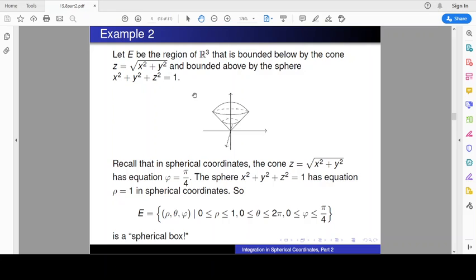Let's see, we might stop and think about what this is analogous to from, say, polar coordinates. I think one example of a polar box was to have a sector of a disk in the plane. This, to me, looks like a sector of a three-dimensional ball.